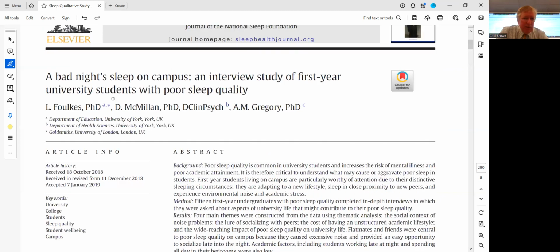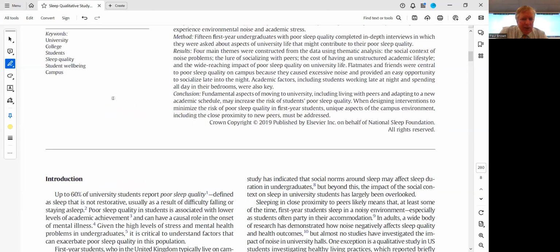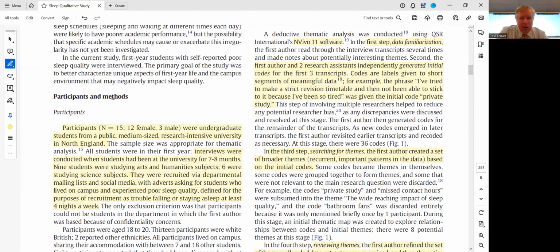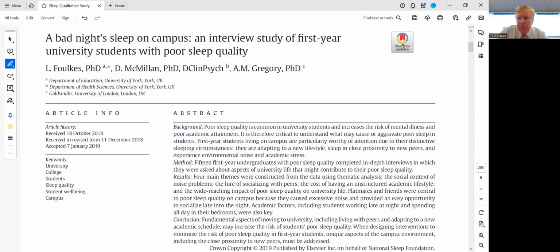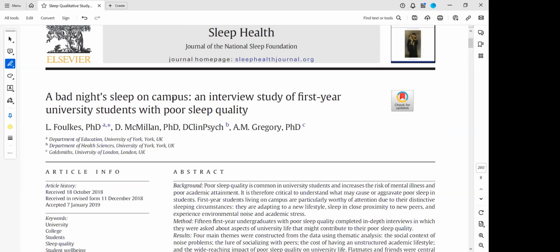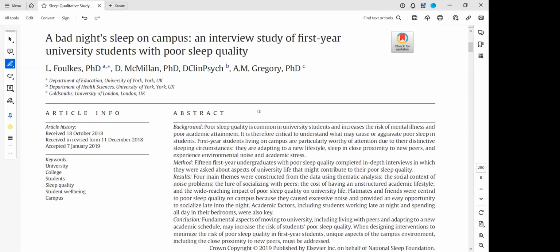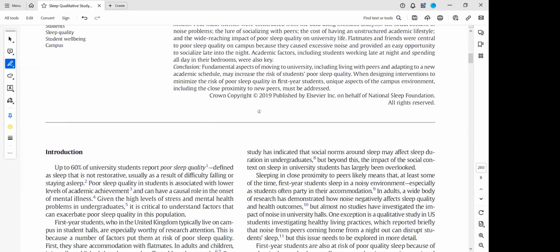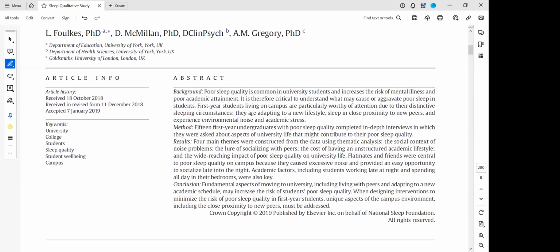All right, just to remind you what we're aiming for, this is a qualitative study that I picked out on sleep in first year. Some things to note from this. First off, structured or unstructured? Structured.